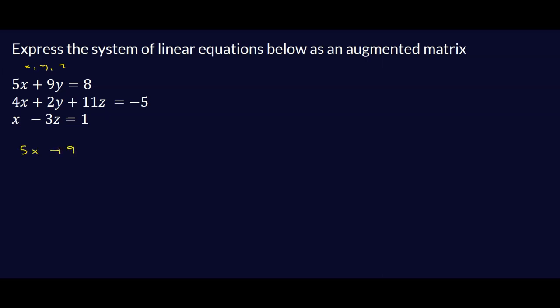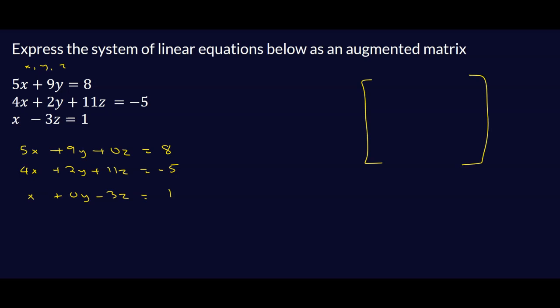Okay, so we have 5x plus 9y plus 0z equal to 8. The next one we have is 4x plus 2y plus 11z equal to negative 5. The last one we have x, and then there's no y here, so we're going to say plus 0y minus 3z equal to 1.